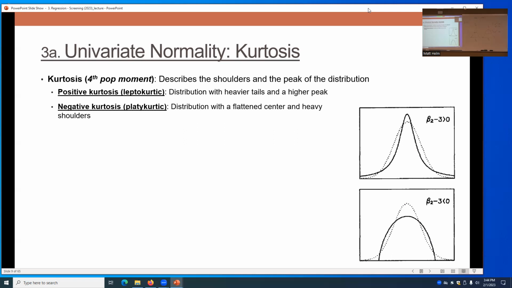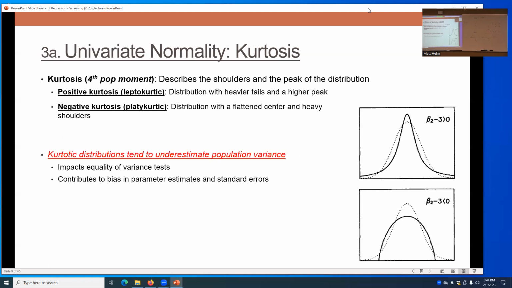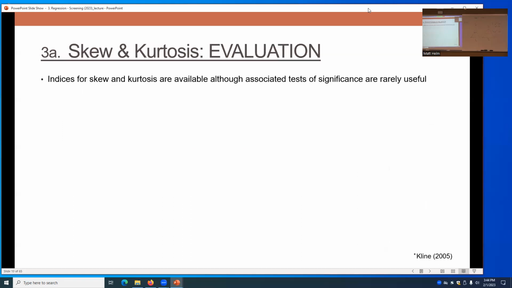Negative kurtosis gives us platykurtic distributions. These have a flat center and heavy shoulders. Think about square distributions as a good example of negative kurtosis, where I've got about the same number of values across all possible values, and everything's just kind of square. Okay. The problem with kurtotic distributions is that they tend to underestimate population variance and cause biases in our standard errors or parameter estimates and things along those lines.